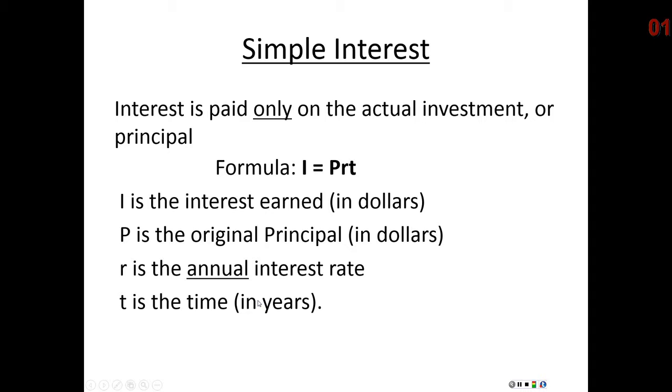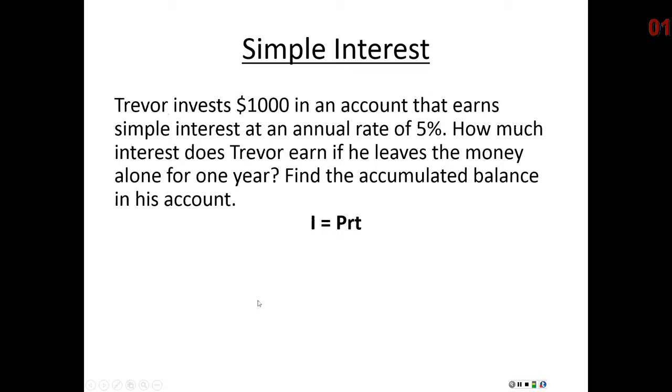So now let's look at this one right here. Okay, if Trevor invests $1,000 in an account that earns simple interest at an annual rate of 5%, how much interest does Trevor earn if he leaves the money alone for 1 year? Find the accumulated balance in his account. The letter A will stand for the accumulated amount. But the first thing we have to do is find the interest.